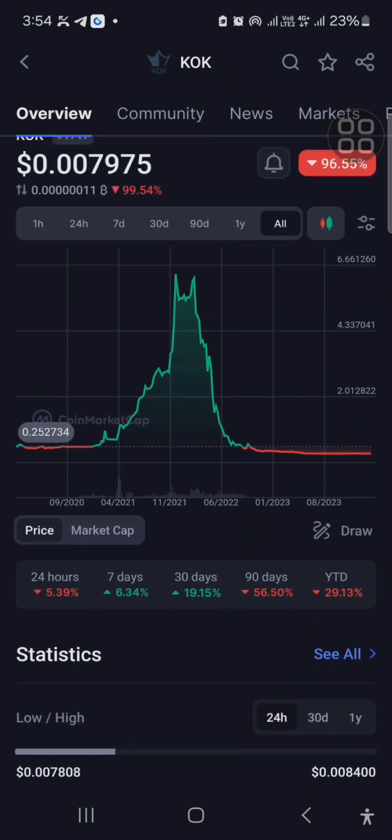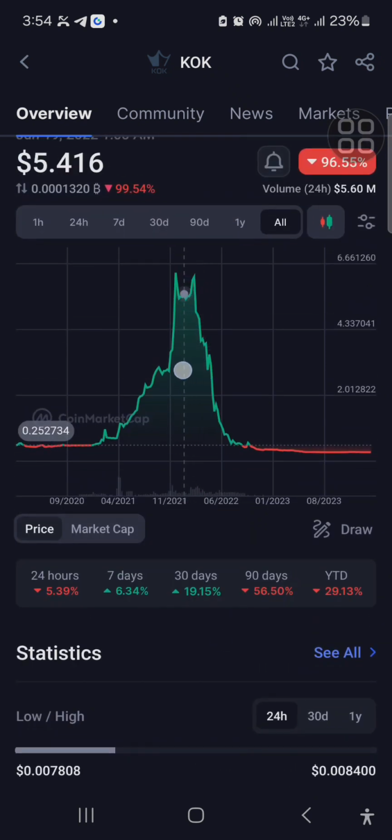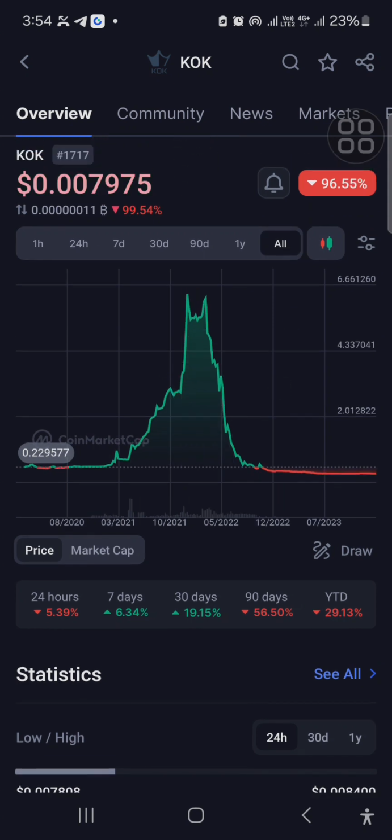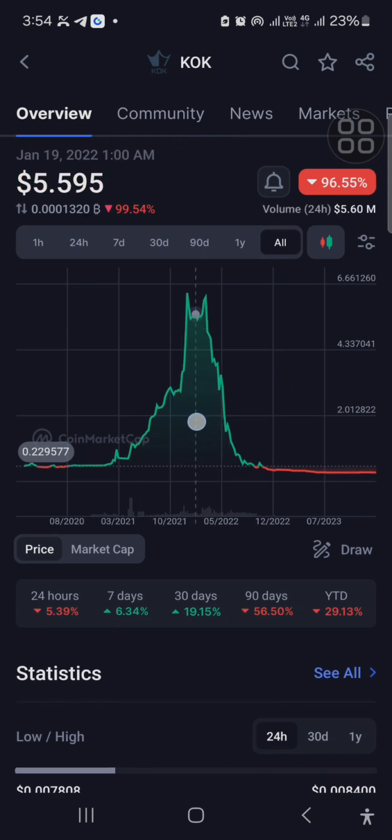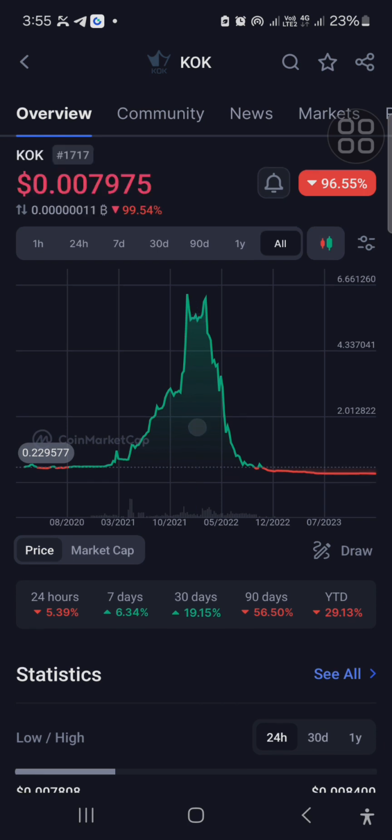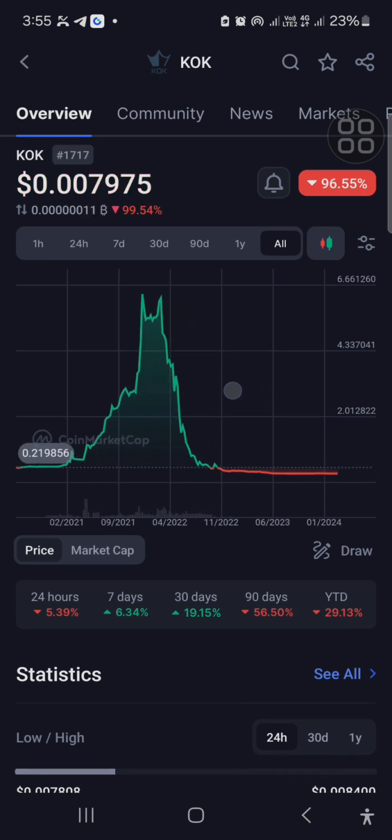You can also place your hand on the screen and see exactly when. You can see right here where my cursor is, it is showing that there was a time this coin hit $5.416. At the top left corner, you can see it says January 26, 2022, 1 a.m. So as at January 26, 2022, this coin hit $5. This coin has touched $5 before, and right now you are seeing it at 0.000.